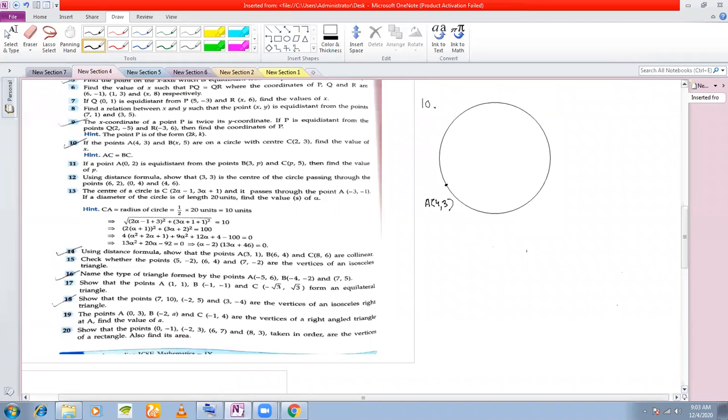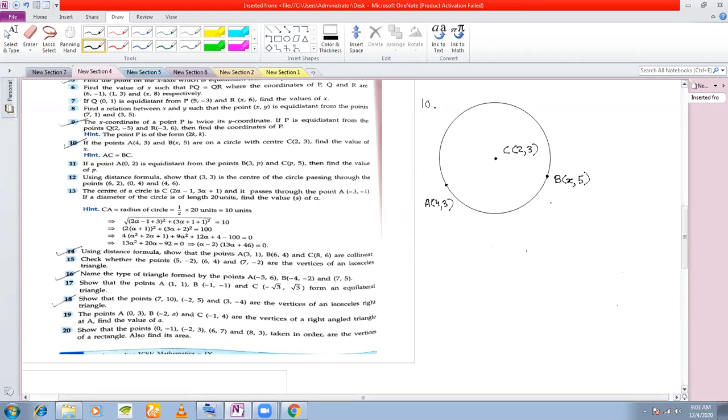Another point on the circle is B x comma 5. You can take any point here. Say B x comma 5. Are on a circle with center C 2 comma 3. Let's say center is C 2 comma 3. Find the value of x. You need to find out the value of this in the B coordinate. You see an x in the abscissa. That is what you need to find out.